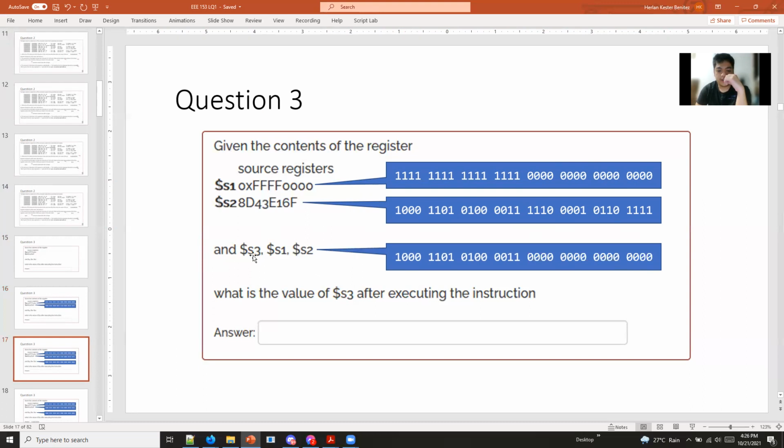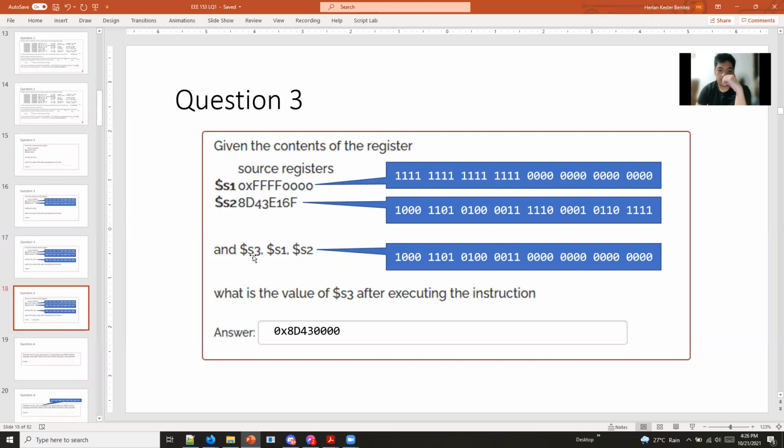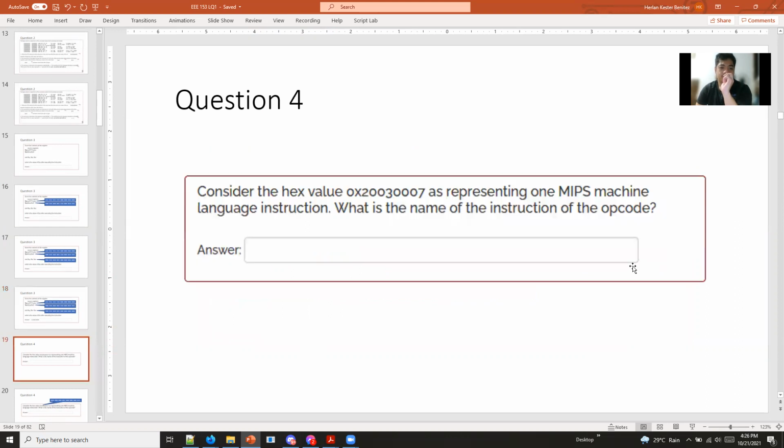So ang result ng AND operation is actually the first 16 bits or the first 4 bytes ng ating S1, which is 8D43. Pero note that si S3 ay 32-bit na register. So kailangan pa nating ilagay yung huling apat na 0 to complete the 32 bits.